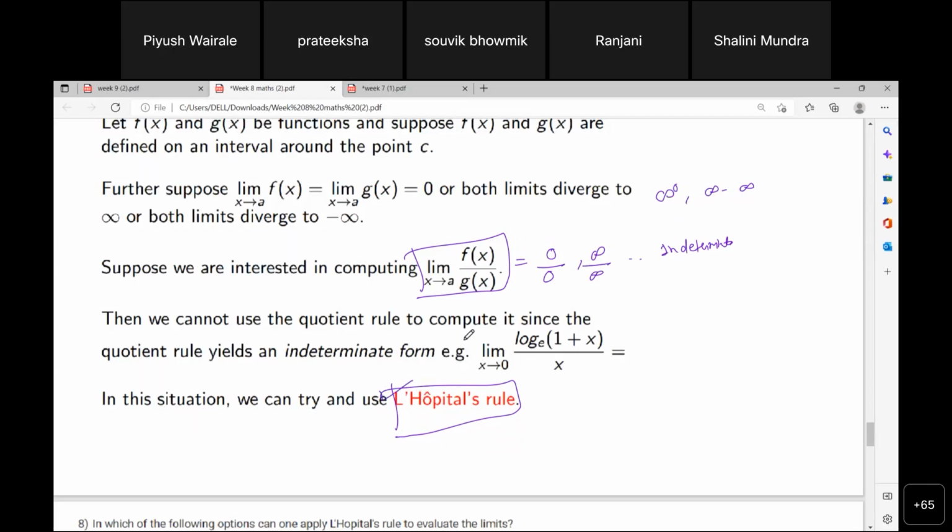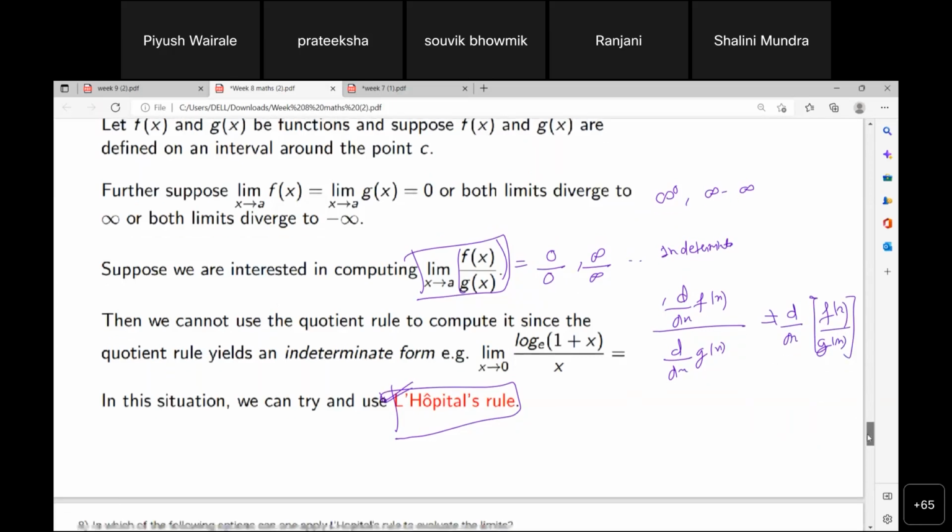If you are getting this form after putting the limit, you have to differentiate the numerator and denominator separately. That is, d/dx of f of x upon d/dx of g of x. Please remember, we don't have to apply the quotient rule. It is not equal to d/dx of the whole fraction. These are two different things. We differentiate the numerator separately and the denominator separately in order to apply L'Hospital rule.